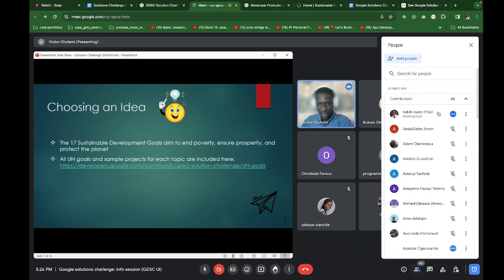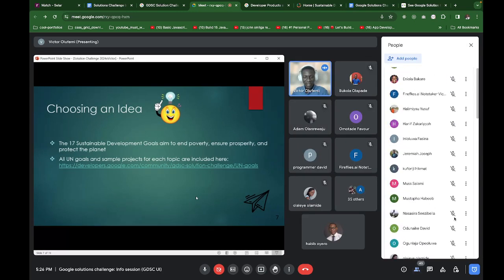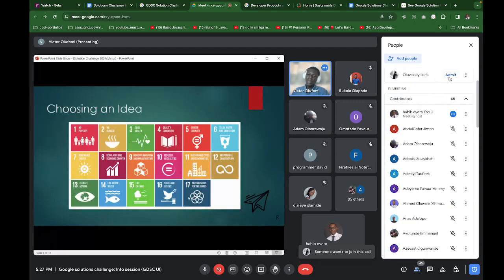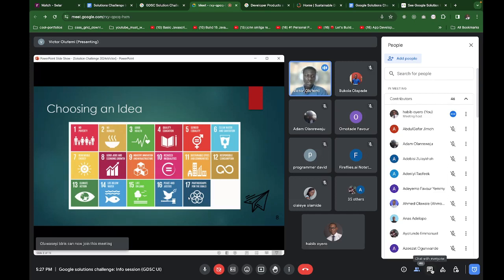So Abim has already talked about most of the stuff in my slide, so I'll just skip through it so we can talk and have more Q and A's. So essentially, the UN SDGs. There are 17 of them, and your solution should be centered around the 17 SDGs, right?